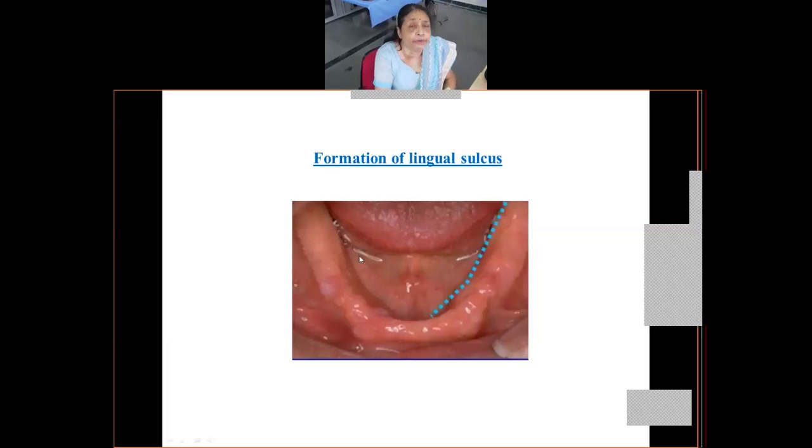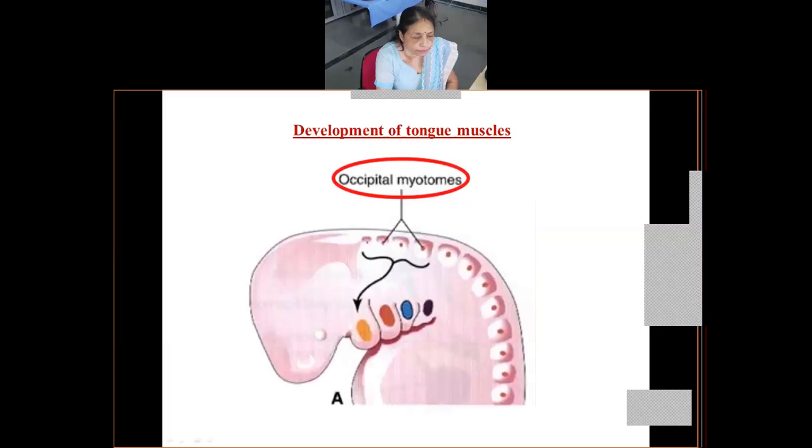So the anterior two-thirds of the tongue is the mobile part of the tongue. The posterior one-third part of the tongue is the fixed part of the tongue. Now here, the muscles of the tongue are developed from the somites. So what are the somites? They are part of the paraxial mesoderm. Have you heard the term paraxial mesoderm?